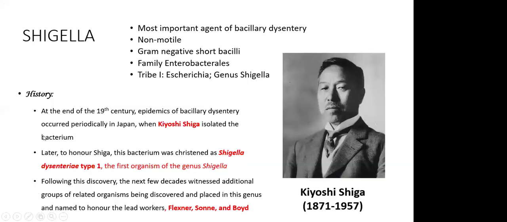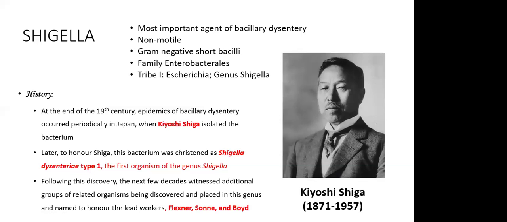Okay, so Shigella is the most important agent of bacillary dysentery. It is a non-motile gram-negative short bacilli. It belongs to the family Enterobacteriaceae, which is the same as E. coli, in the genus Shigella. A bit of the history. It was at the end of 19th century.